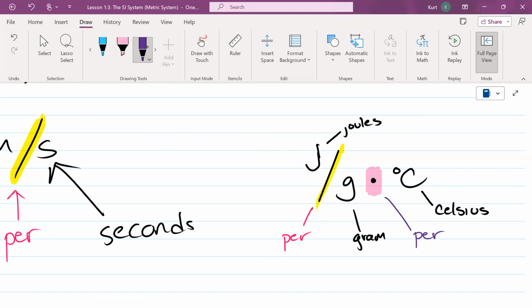So could anyone maybe have the courage to say this whole derived unit for me? I want someone who's not raising. Gator bait. Joules per gram per degree Celsius. That's it. Joules per gram per degree Celsius.